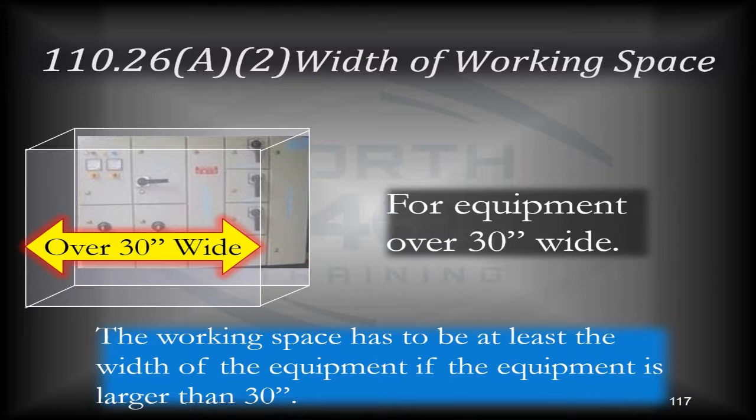And if equipment is over 30 inches wide, then the new working space, instead of being 30 inches, will be the width of the equipment. So it's going to be at least a minimum of 30 inches. Even if the equipment's only 15 inches wide, you've got to have 30 inches there. However, if the equipment is 6 feet wide, the new working space is now 6 feet.